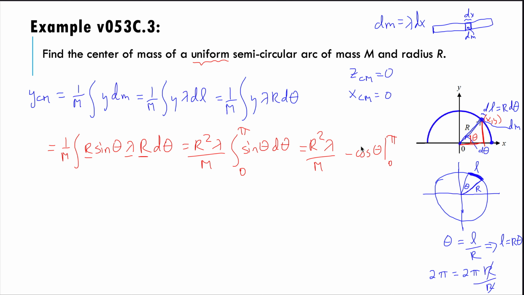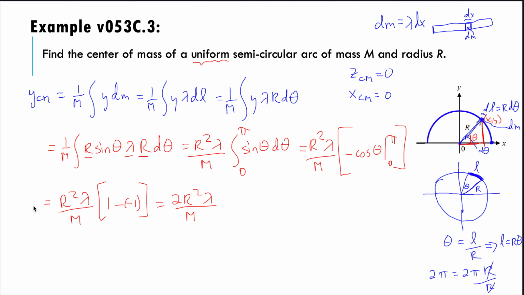When we plug in pi, negative cosine of pi, we're going to get 1. So let me just put little parentheses here. So we're going to have 1. When we put in 0, we're going to get negative 1. So 1 minus a negative 1 is what we're going to have. We're going to get a factor of 2 from this integral. We're going to have 2 r squared lambda over m.